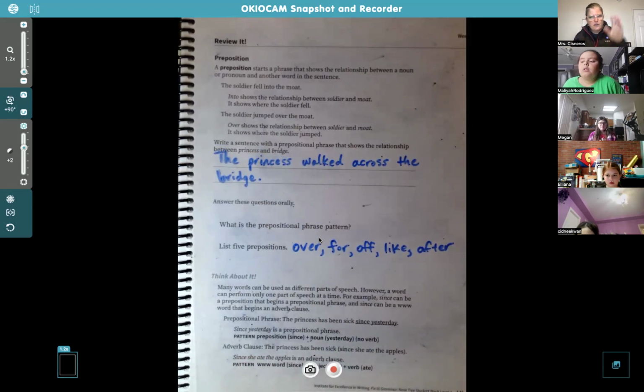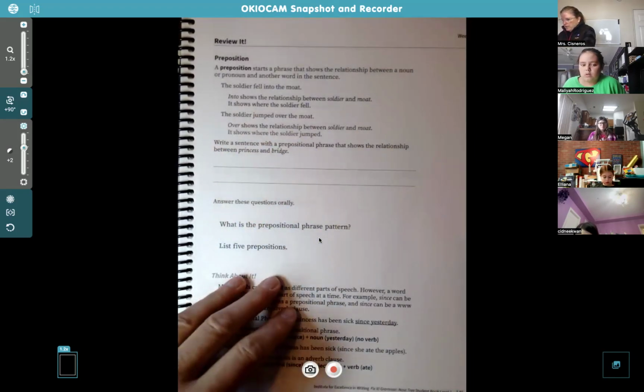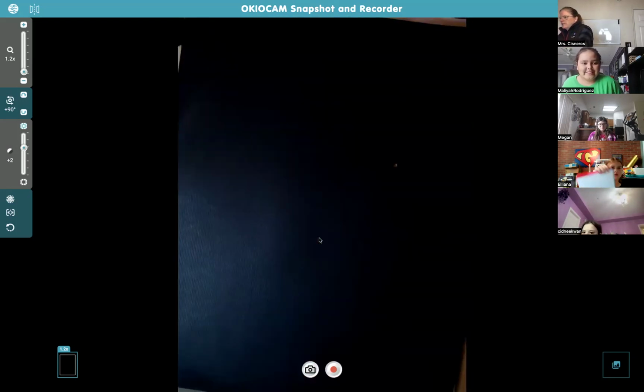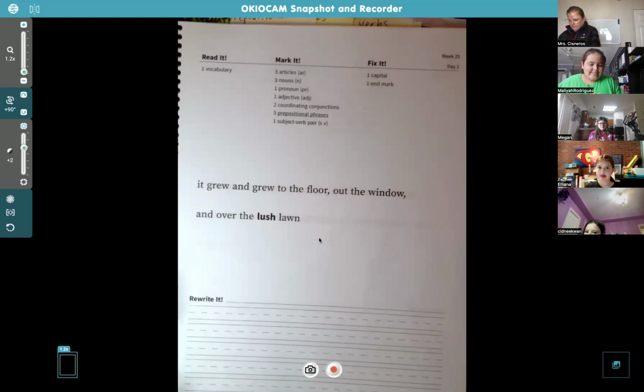Even though since is on both lists, it's on the preposition list and it's on the WWW list, it depends on how it's used in the sentence. If it does not have a verb next to it, it's going to be a prepositional phrase. If it does have a verb next to it or after it, then it's going to be an adverb clause. Okay, they just wanted you to recognize that and know that. All right, we're done with that page. Let's go on. And I'm going to have Malia read the sentence today when you're ready.